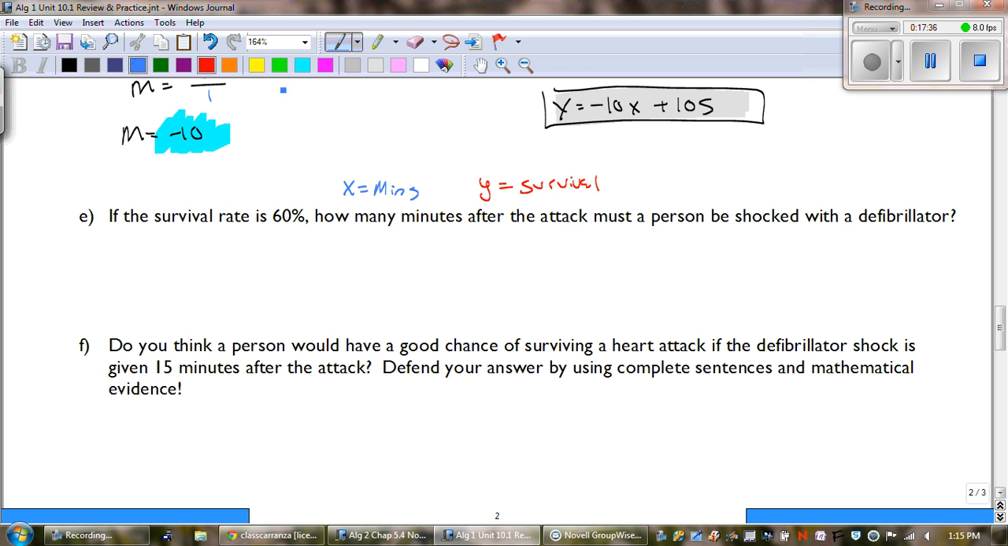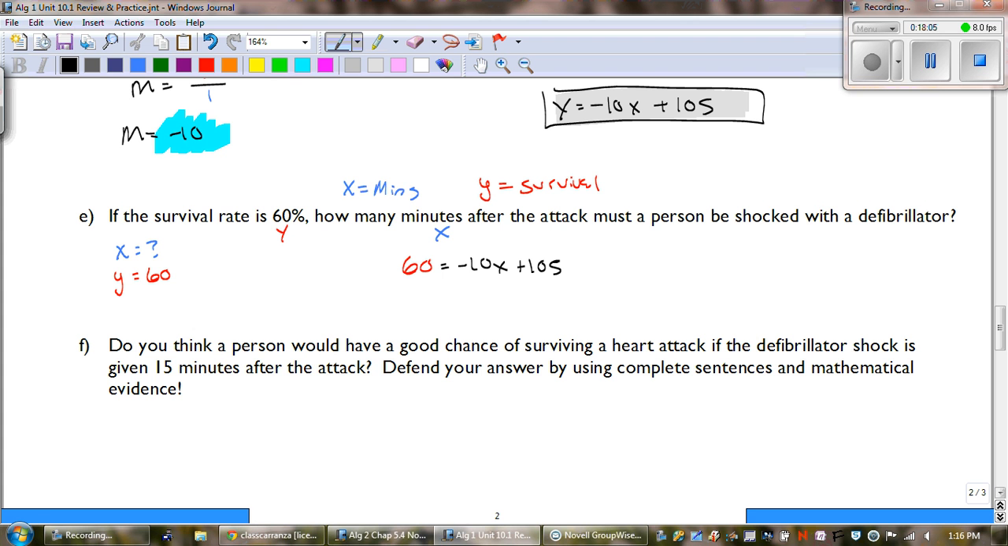So if the survival rate is 60, so that's our y, we're trying to find how many minutes, our x. So they're saying, I don't know what x is, y is 60, okay? So you would set that up as 60 equals the negative 10x plus 105, all right?